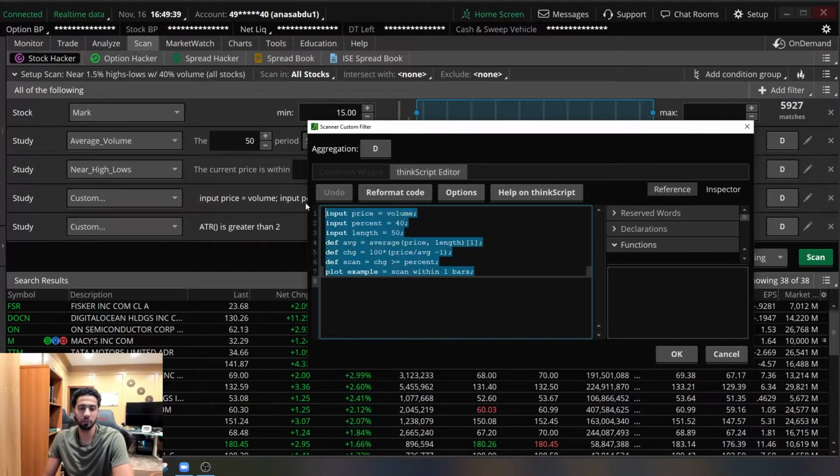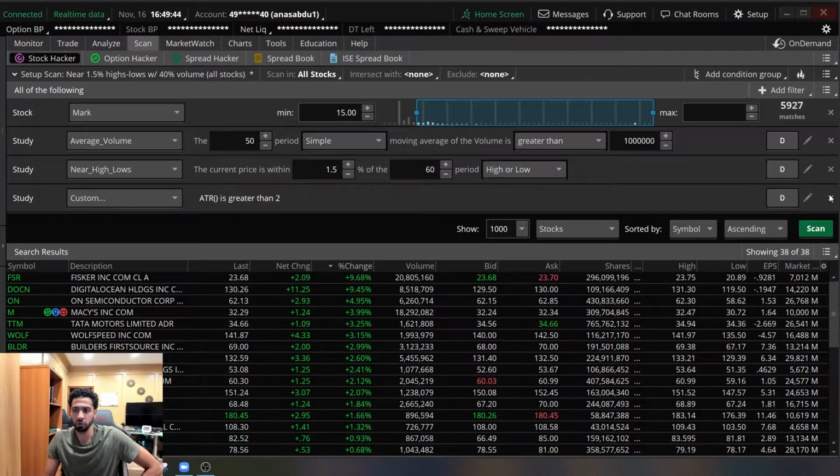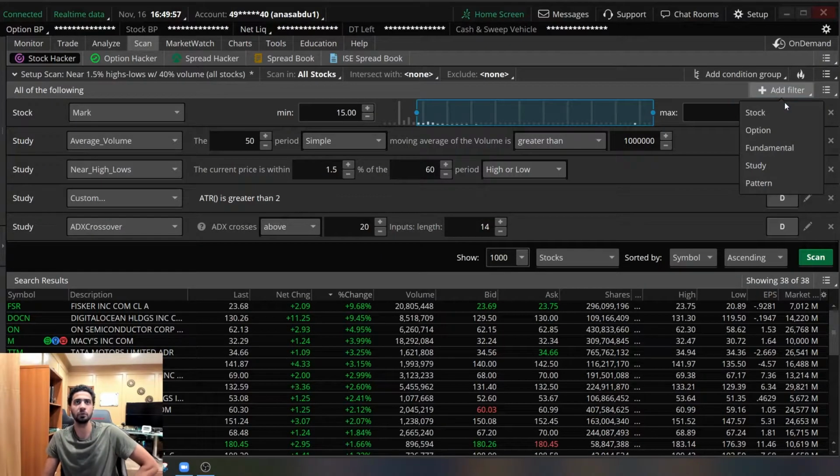So after you go ahead and copy what's in the description, this is what you're going to do. You're going to go to add filter at the top right, and then you're going to go to study.